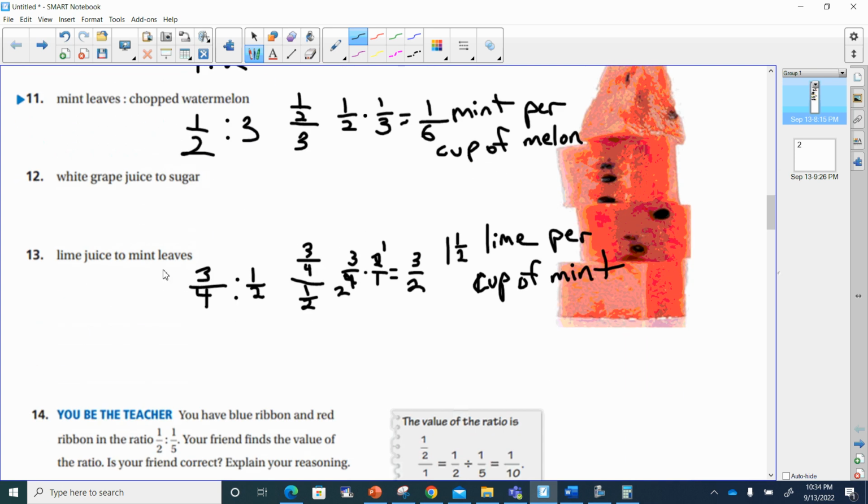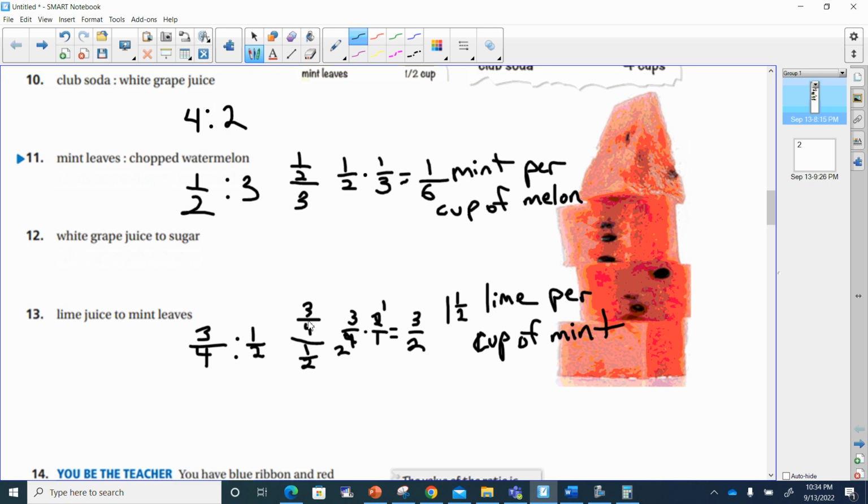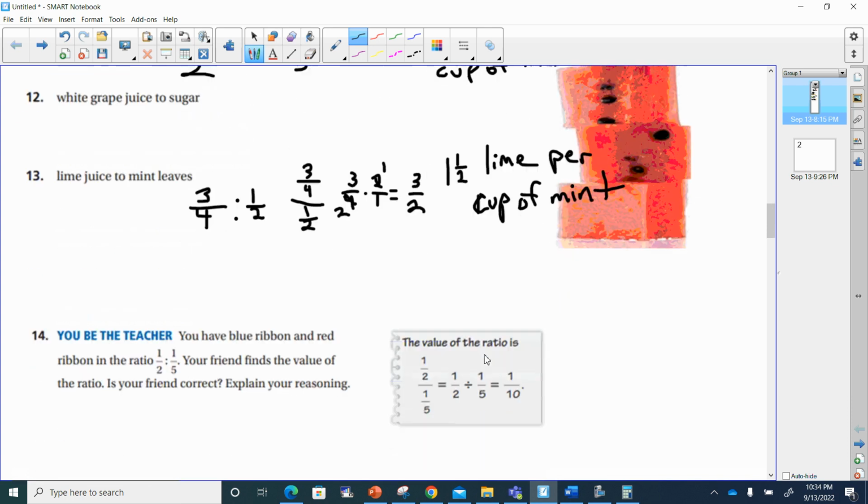On number 13, I have lime juice to mint leaves. If I take 3/4, and that's what I've got here, 3/4 of lime juice to 1/2 of mint leaves, then I have 3/4 divided by 1/2. That's going to give me 3/4 times 2 over 1. I can get rid of these 2 and the 4. 2 divided by 2 is 1. 4 divided by 2 is 2. 3 times 1 is 3. 2 times 1 is 2. 3 over 2 is like 1 1/2 lime per cup of mint.